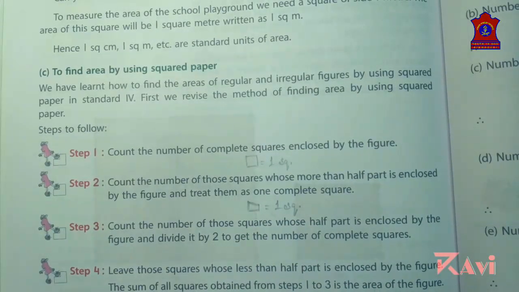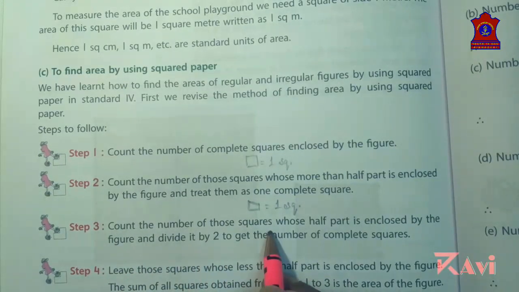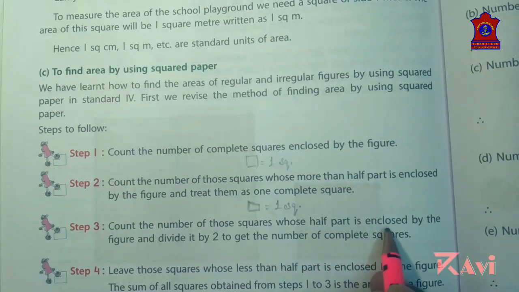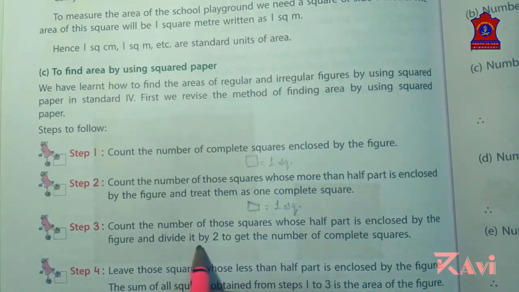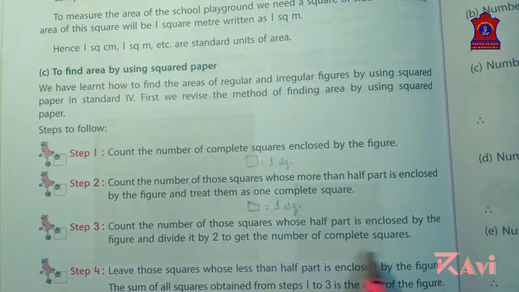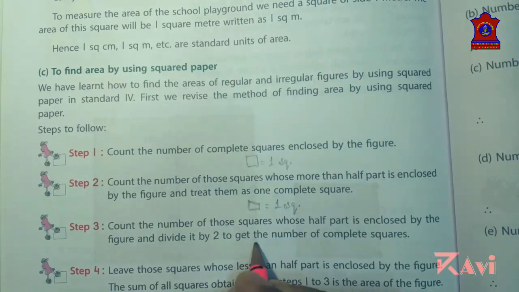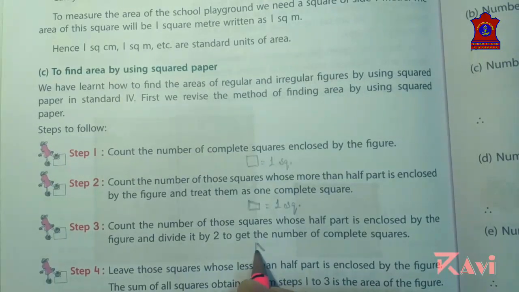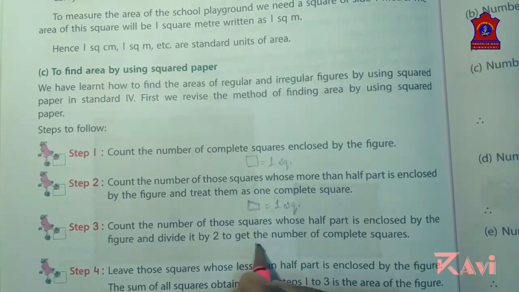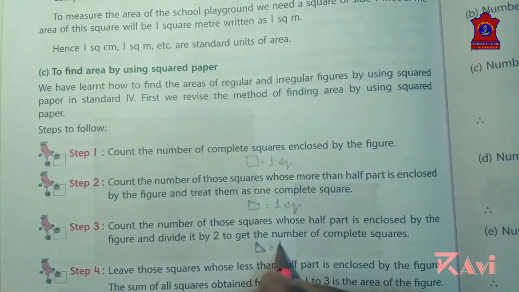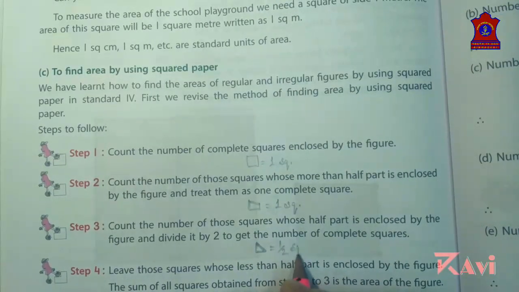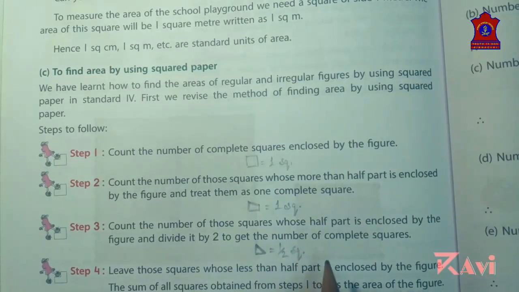Now step 3. Count the number of those squares whose half part is enclosed by the figure and divide it by 2 to get the number of complete squares. See what we can do, no need to divide it by 2. Just count it as half. Half will be counted as half square. If there are two half squares, two halves will be one square.